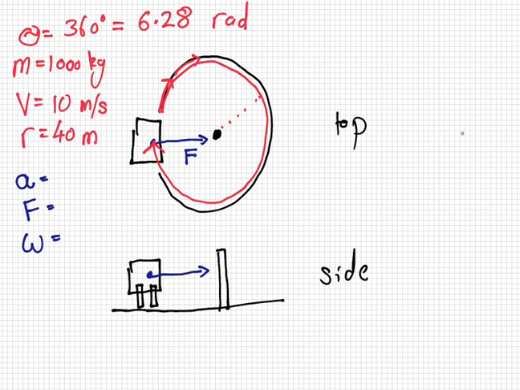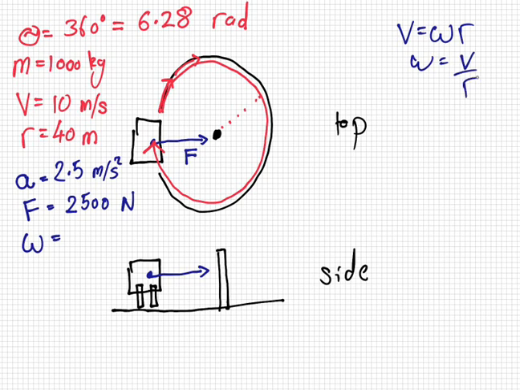Okay. Do we have the A? What's the A? 2.5 meters per second squared. So then the force would be 2500 newtons. And then the omega, do we have that yet? No, because you don't know the time. If it was 1 second, yes. What if you use V equals omega R? Yes, that would do. V equals omega R. So omega is V over R.